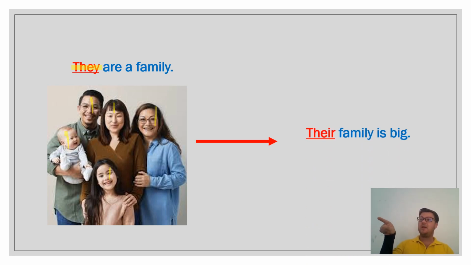Their family is big. Let's try and read this together. The possessive adjective, they, we use their. They, their family is big.